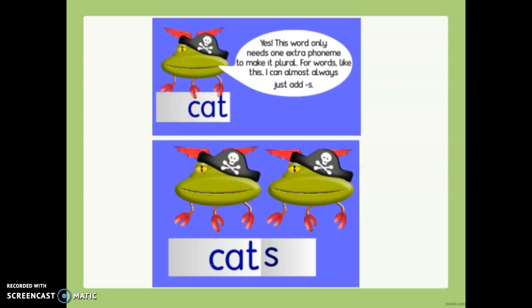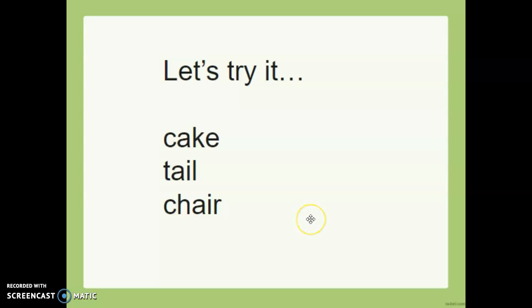So let's have a go at these words here. Cake is going to become cakes. Can you hear it at the end? Cake. It's just got one sound. Tail becomes tails. It's just got the S at the end. Chair becomes chairs. Again, it's just got one sound. So have a go at saying those. Listen for those phonemes. It's just got one phoneme, one sound at the end. That's how we know we need to just add S.